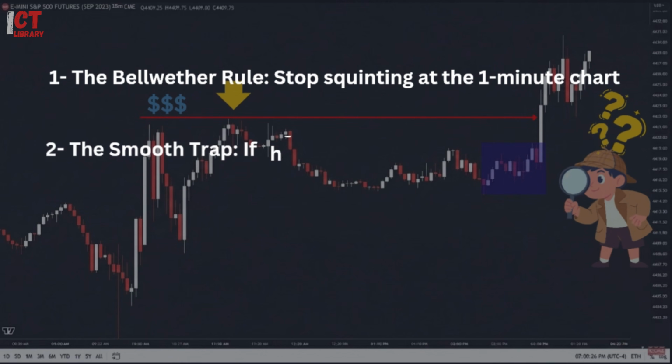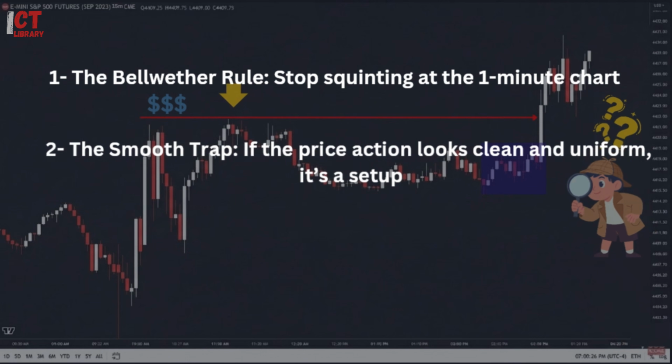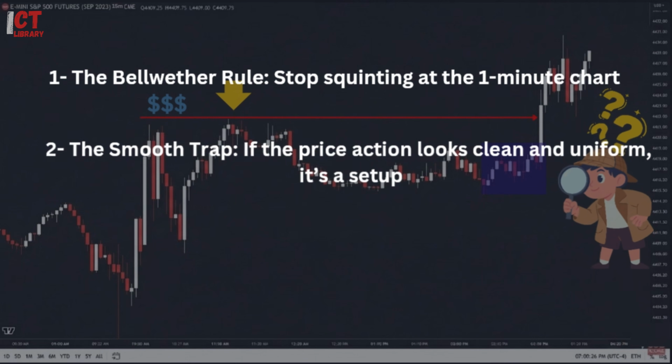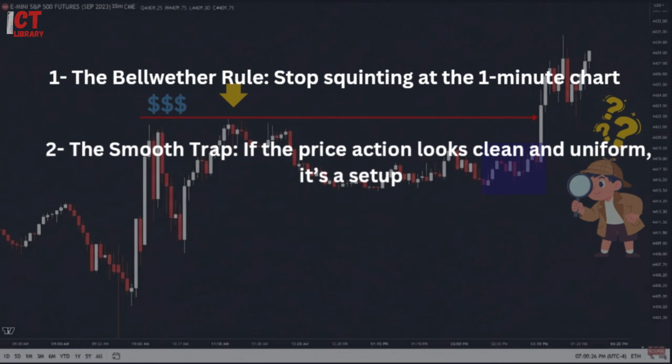Number 2. The smooth trap. If the price action looks clean and uniform, it's a setup. Retail traders see resistance, but smart money sees fuel. The algorithm will purposely leave smooth edges to entice shorts, only to kick the door in and run those stops to reach its true objective.